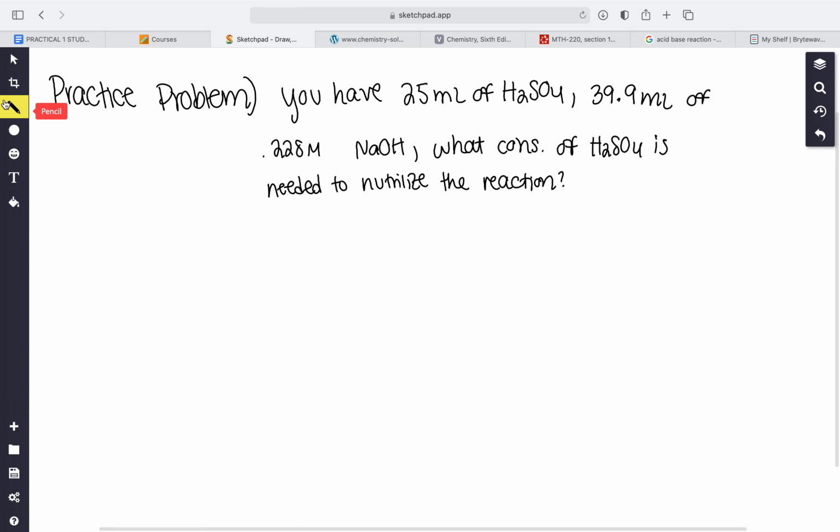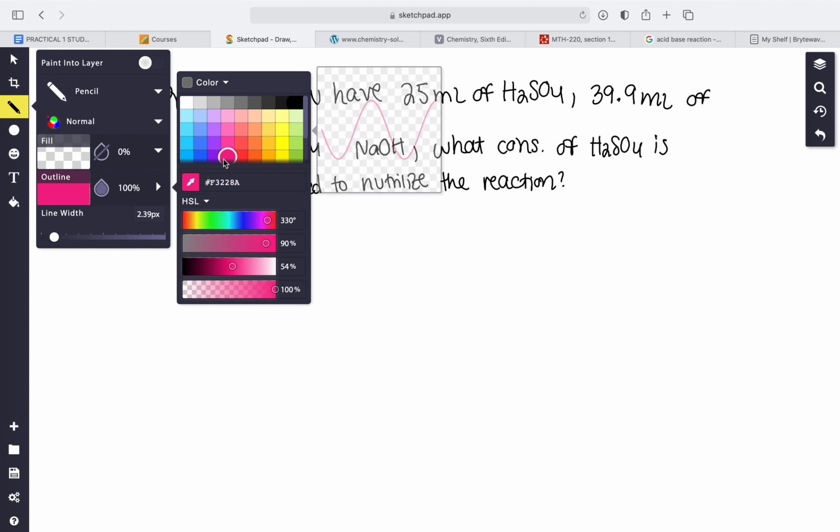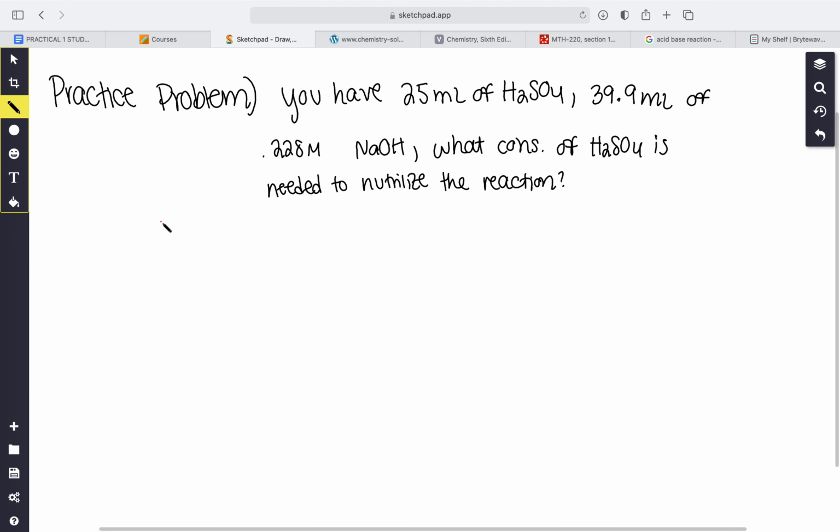Okay, so now let's get into a practice problem on this. This is one that Professor Sherlock had in class. It says you have 25 milliliters of H2SO4 and 39.9 milliliters of 0.228 molar sodium hydroxide. What concentration of sulfuric acid is needed to neutralize the reaction, right? So we're going to be working with that same good old concentration equation, base, volume. Okay, so we're working with this, right?